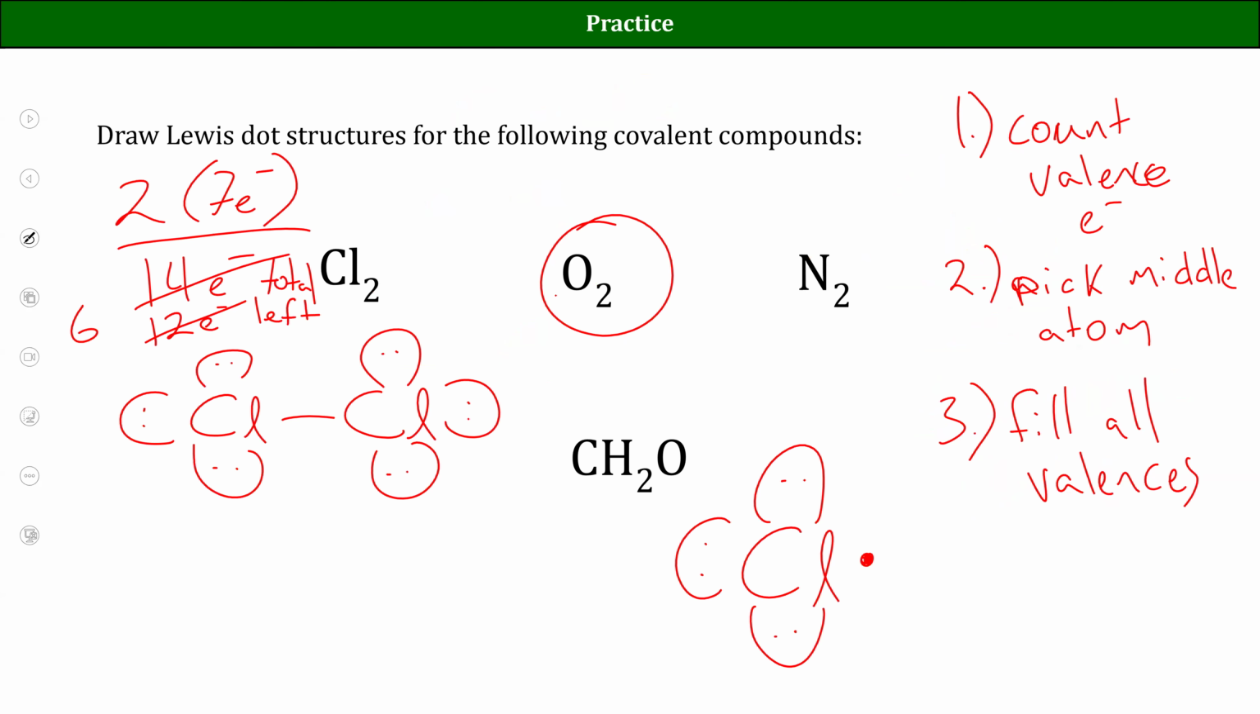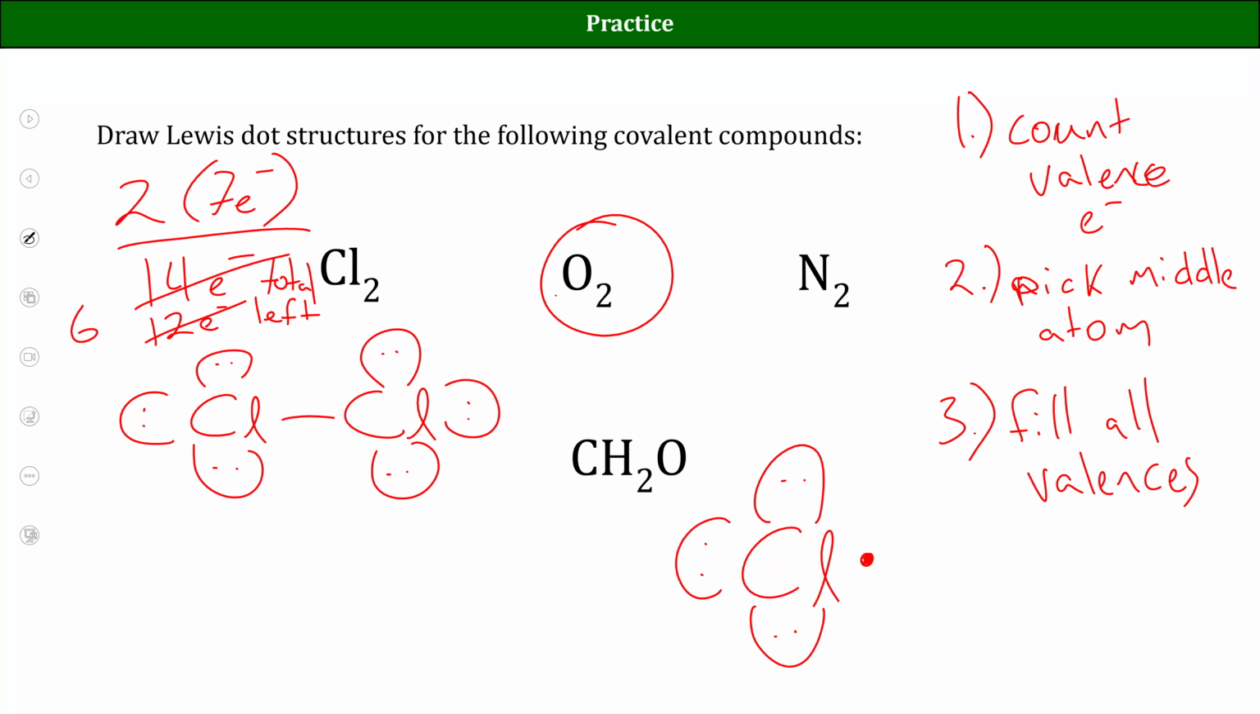All right. So Lewis dot structures, they're tricky. It feels like you're making stuff up when you have a blank piece of paper in front of you, right? That's a normal feeling. Remember our steps, remember our goals with these Lewis dot structures: use the right number of electrons, fill all the valences. And the more we practice that, the more it's going to feel second nature, at least less unnatural.